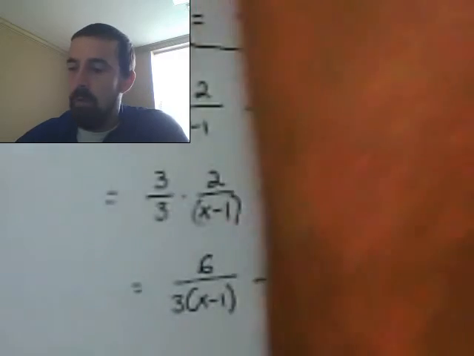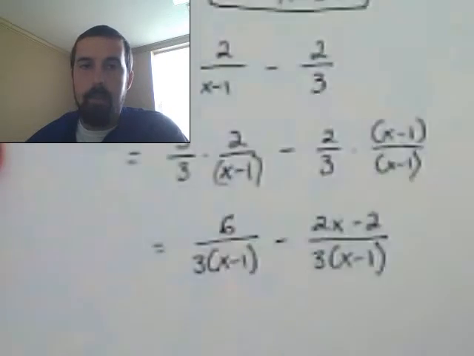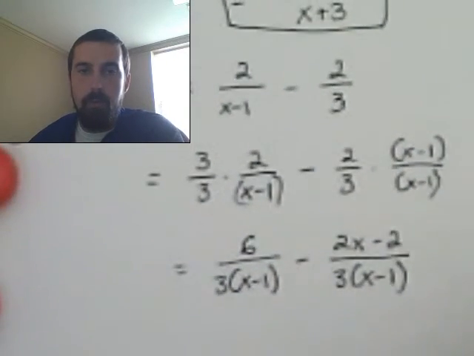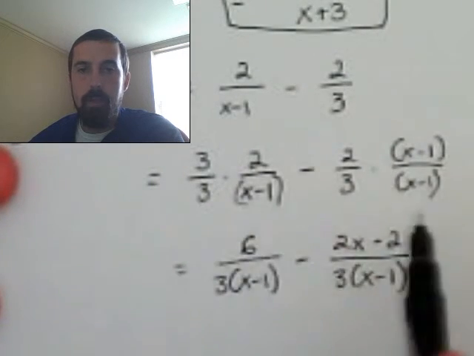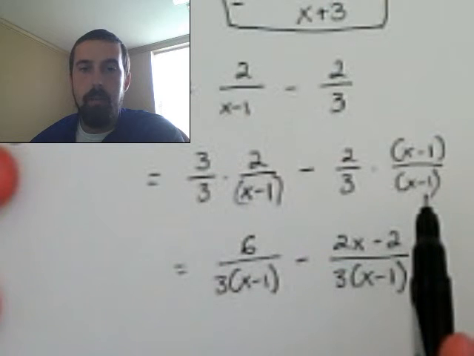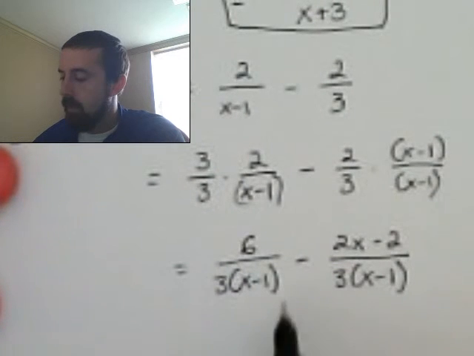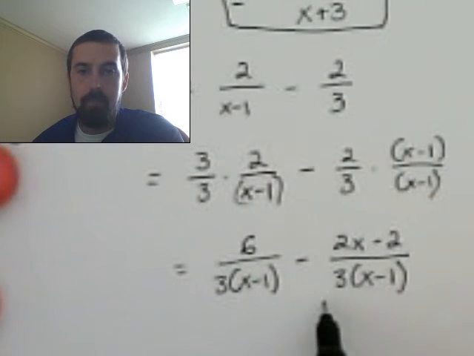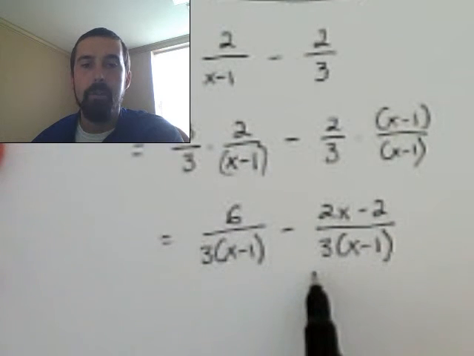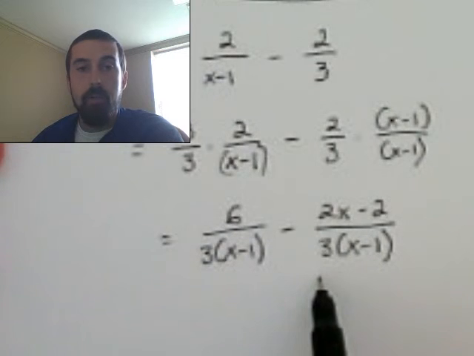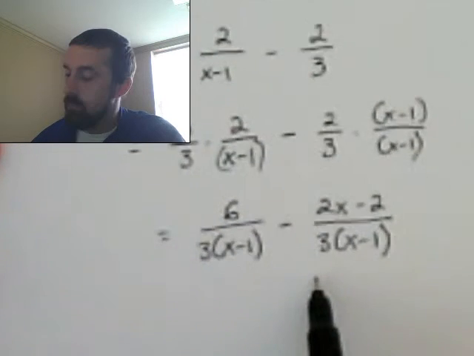All right. We went from having unlike denominators to multiplying both sides by the other denominator, and now look at our denominators. They're the exact same. That's perfect. That's what we're looking for. That's what we're trying to do. Trying to get like denominators. Now we can combine the numerators and keep the denominators the same.